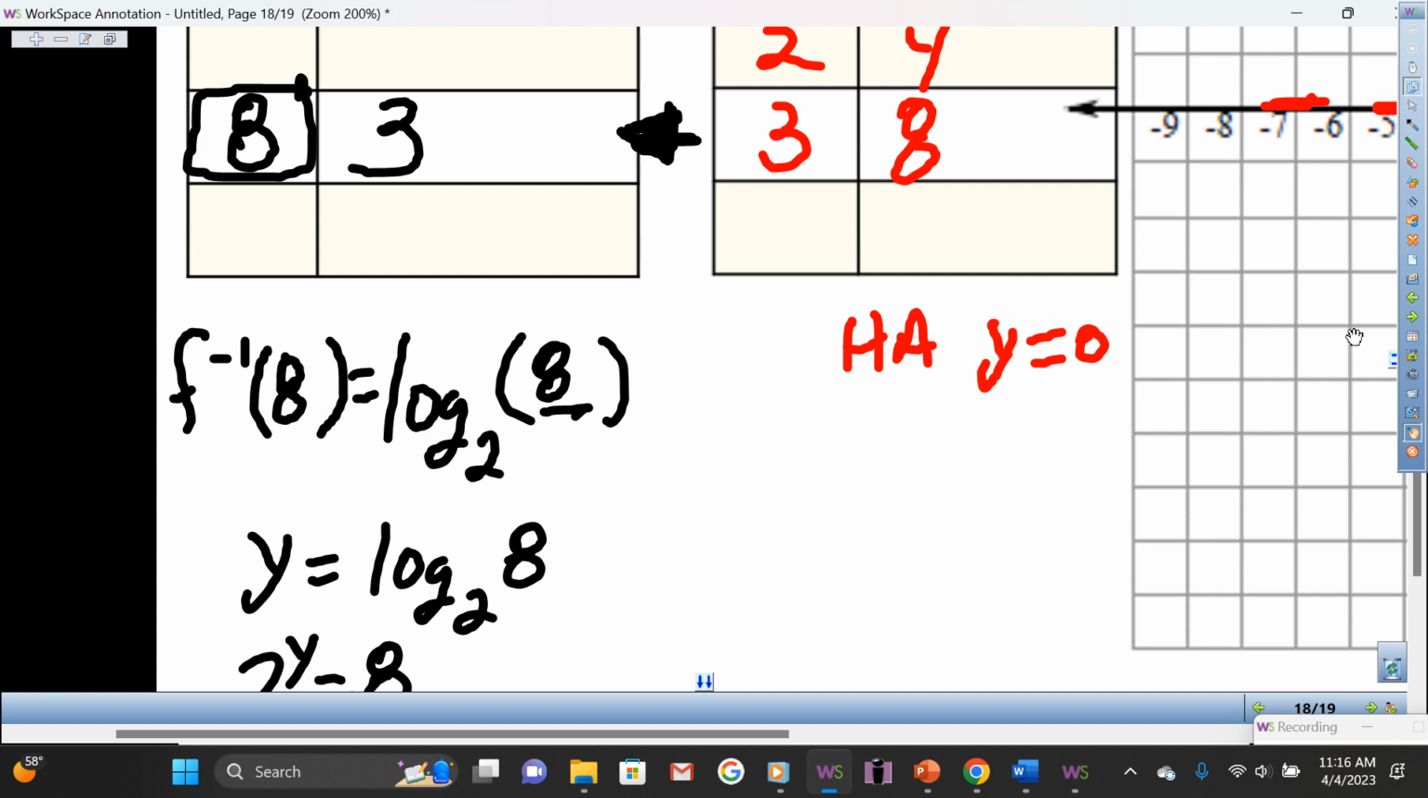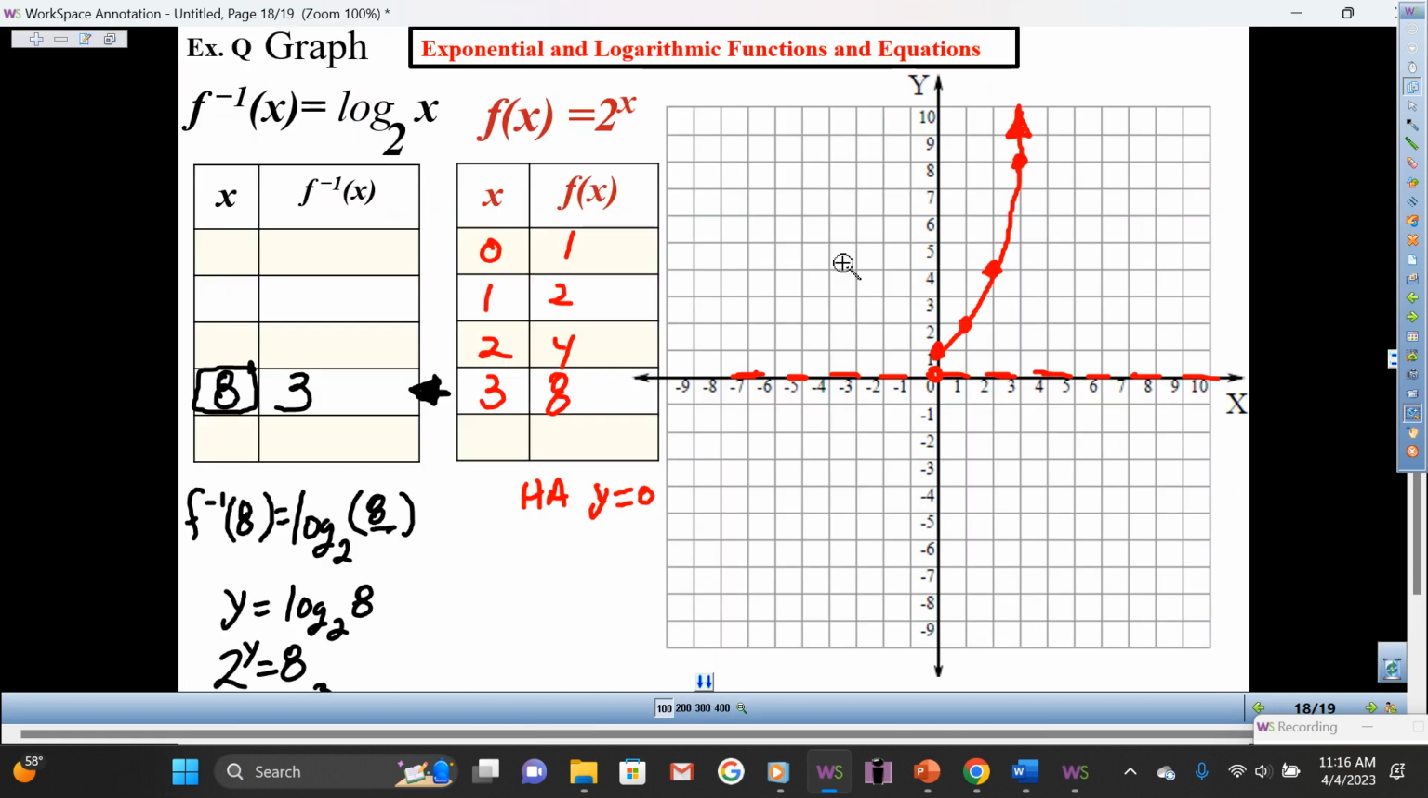Yeah! Let's go! So therefore, tell your neighbor what else to write here and here. What else do we write? Everyone, what do we do? Switch them, right? So that's 1, 2, 4, and these will go 0, 1, 2. Let's plot these points. 1, 0. 2, 1. 4, 2. Oh, 4, 2. And 8, 3.